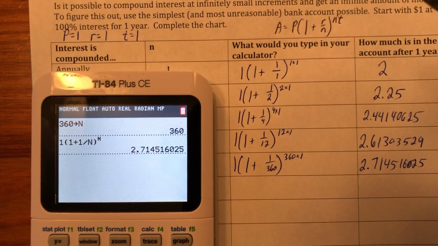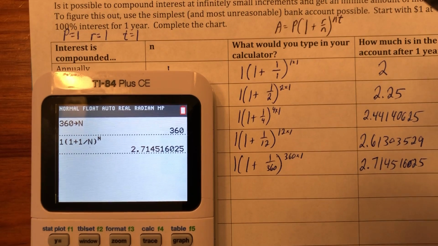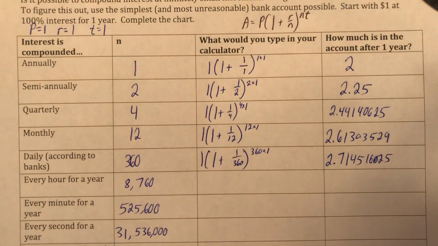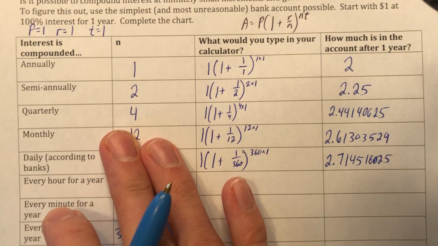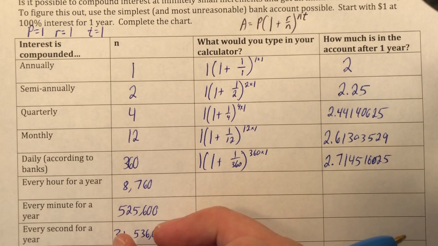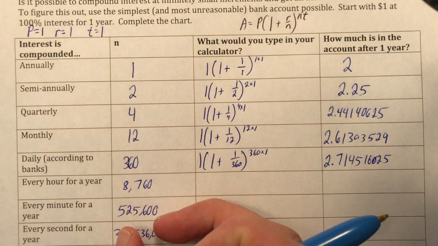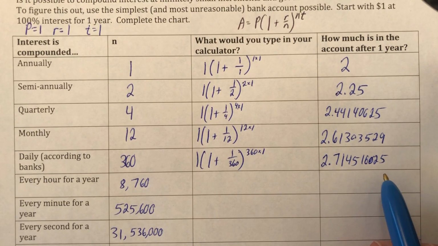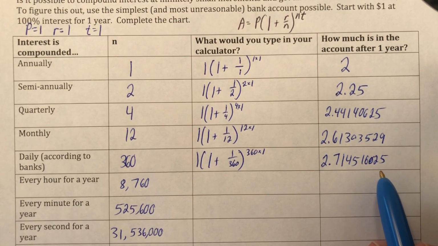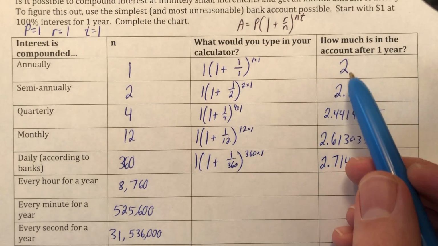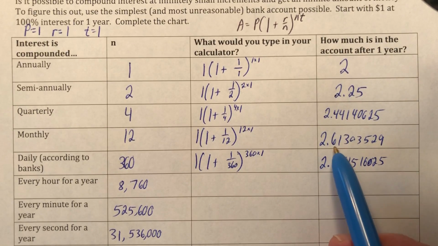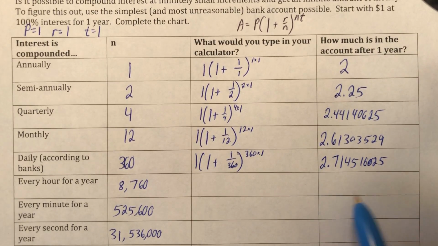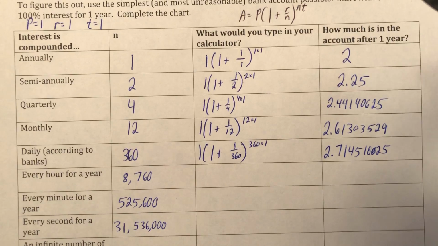Again, let's not lose sight of what we're actually doing. The real question is, am I able to get an infinite amount of money when I have a smaller time frame for compounding interest? So the more I compound interest, do I get more money? Well, the answer is yes. Do I get an infinite amount of money? Well, 2, 2.25, 2.44, 2.61, 2.71. I wonder if it's going to go towards infinity. Let's keep going. We'll find out.